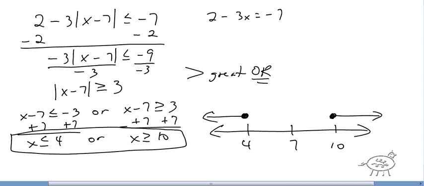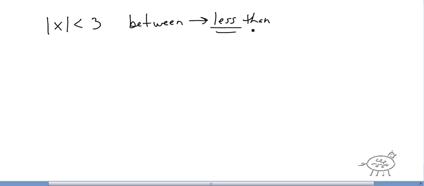Alright, so let's do the other kind of problem. If I said the absolute value of x is less than 3. Okay, this is a between problem. If it's between, it's a less than. That is very important. Remember, this is a less than symbol. So betweens are less than and ORs are greater than. It's very important. ORs are greater, and between is less than.